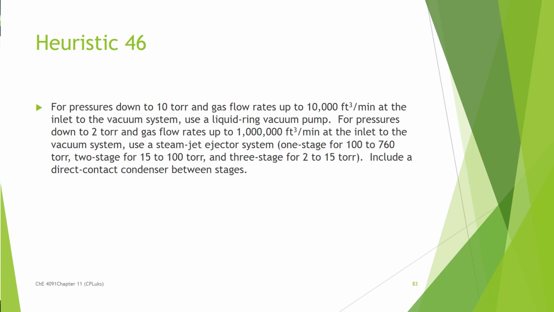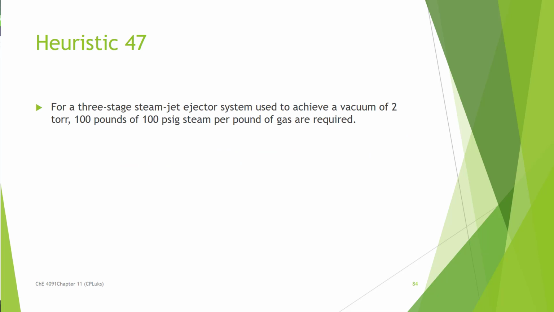For pressures down to 10 torr and a gas flow rate up to 10,000 cubic feet per minute at the inlet to the vacuum system, you're going to use a liquid ring vacuum pump. For pressures down to 2 torr and higher gas flow rates, you're going to use a steam jet ejector system. And you can have this staged with direct contact condensers between the stages. If you have a 3-stage steam jet ejector system, you can use that to achieve a vacuum of 2 torr, using 100 psig of steam per pound of gas.